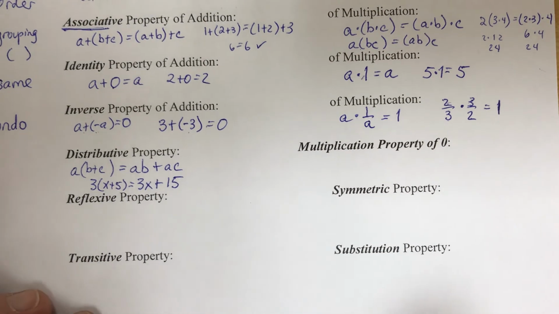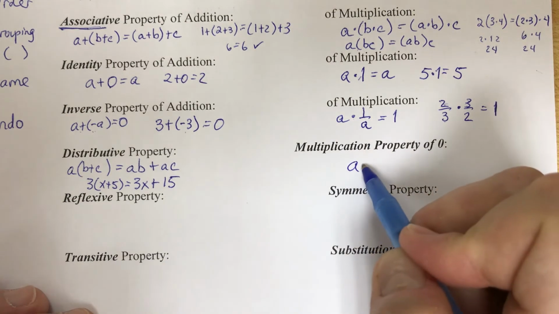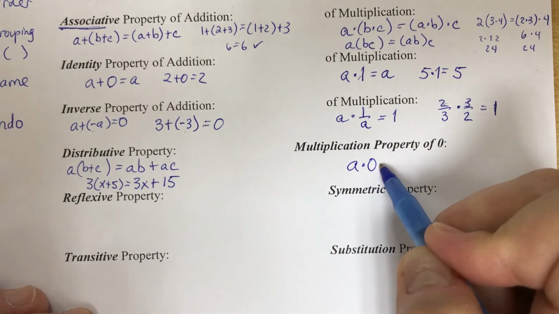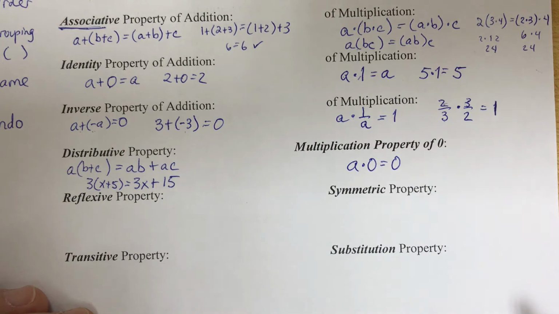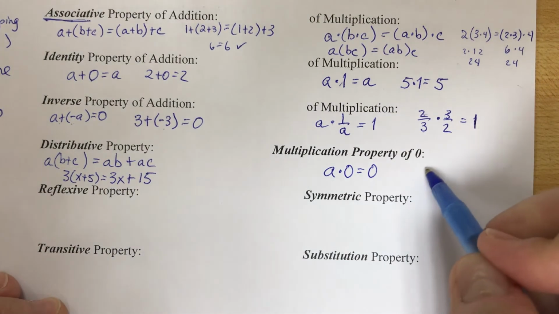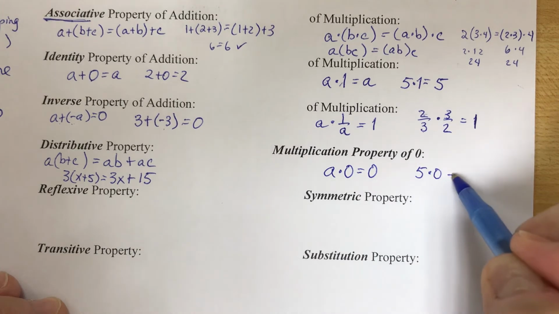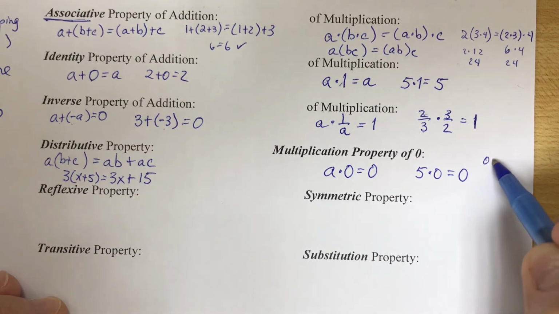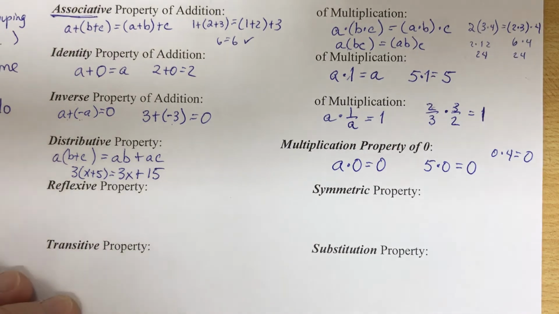The multiplication property of 0 says that anytime I multiply any number by 0, my answer is 0. My product is 0. So that's kind of an easy one. That's a nice one. 5 times 0 is 0. 0 times 4 is 0, and so on.